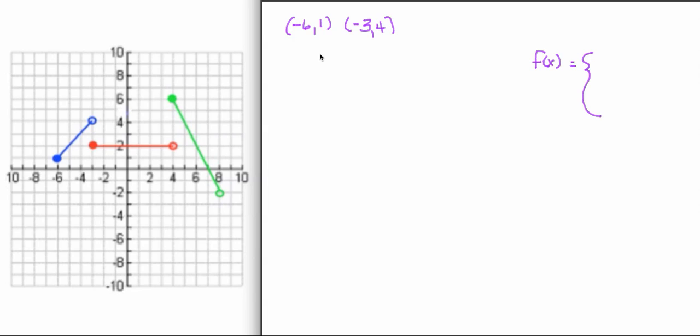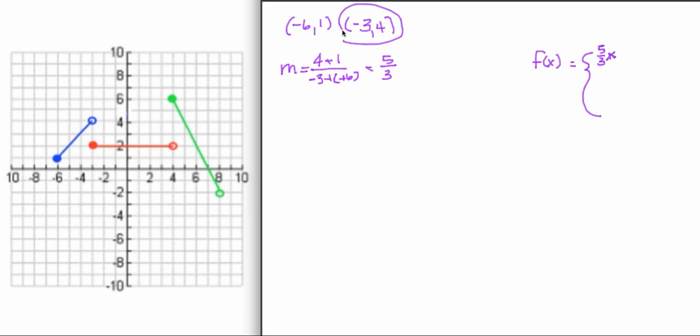And we're going to find the slope between those 2 points. And remember, the way we find slope is we take change in y over change in x, so 4 minus 1 over -3 minus -6, and that's going to give us 5/3. So 5/3 is the slope. So we're going to have 5/3 x, and then we need to find out what the y-intercept is.